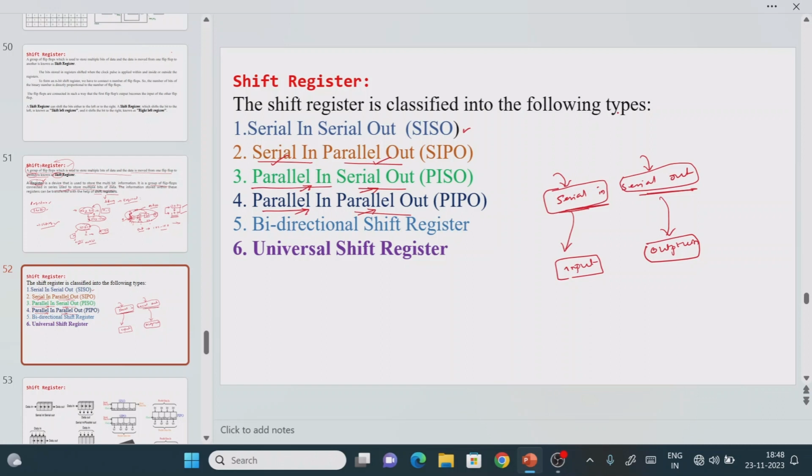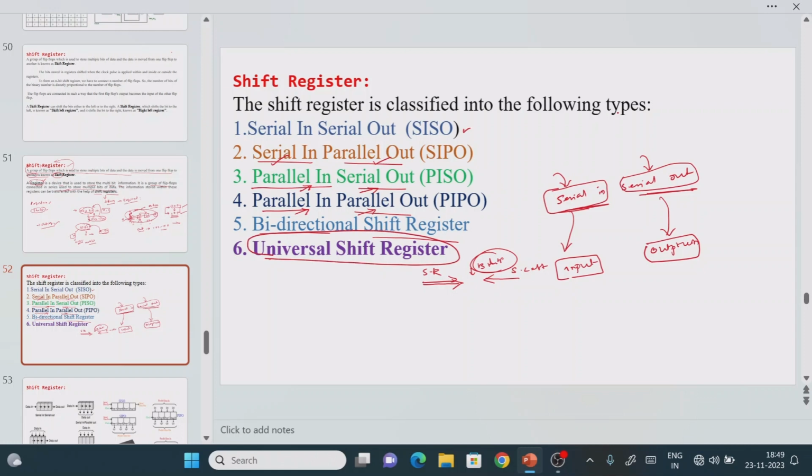Next we have something called the bidirectional shift register or unidirectional shift register. The meaning of this is that either you can shift the data towards the right direction or towards the left direction, which is called the bidirectional shift register. So it supports both shifting towards the right and shifting towards the left, then it is called the bidirectional shift register. Then finally we have one more important question: how to design the universal shift register?